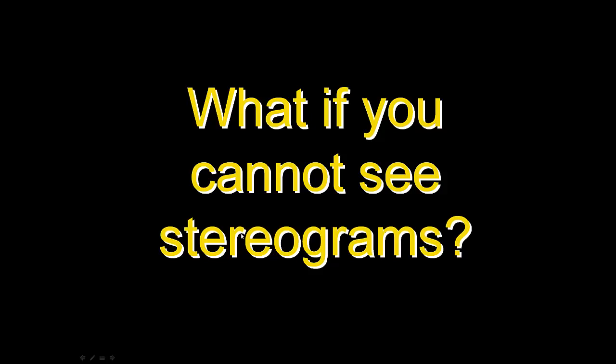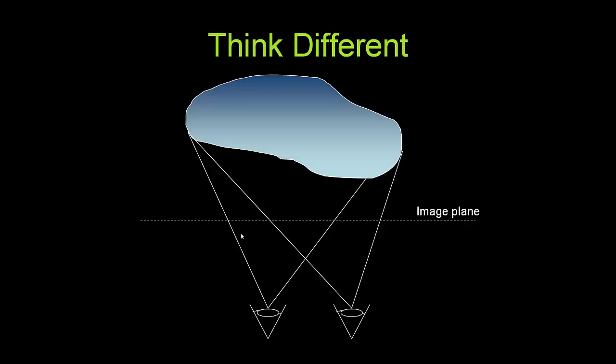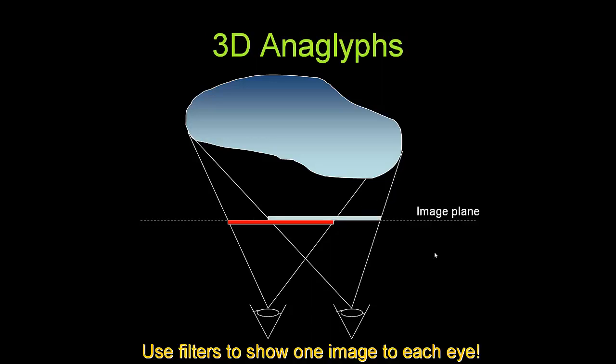Now, what happens if you cannot see stereograms? Well, think differently. Think about this picture. Two eyes are looking at this object, and essentially the two eyes see the object slightly differently. If you cover one eye, you will be able to see these parts. Now, if you cover this eye, you will see these parts. Well, one thing you can do is use filters to show one image to one eye, another image to the other eye. This is known as anaglyph.